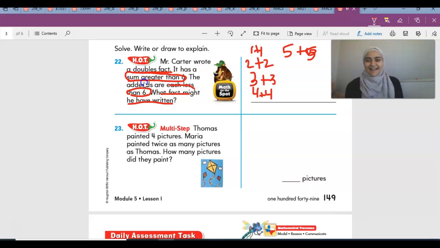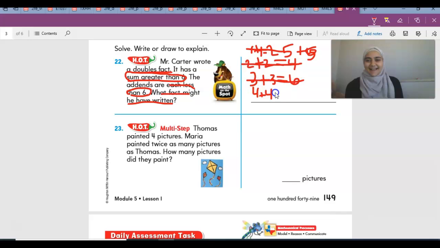All right, so the sum is greater than 6. That means what they equal is going to be bigger than 6. What's 1 plus 1? 2. Is 2 bigger than 6? No. So it can't be this. Cross that out. What's 2 plus 2? 4. Is 4 bigger than 6? No. Cross that out. What's 3 plus 3? 6. Is 6 bigger than 6? No, it's the same as 6.